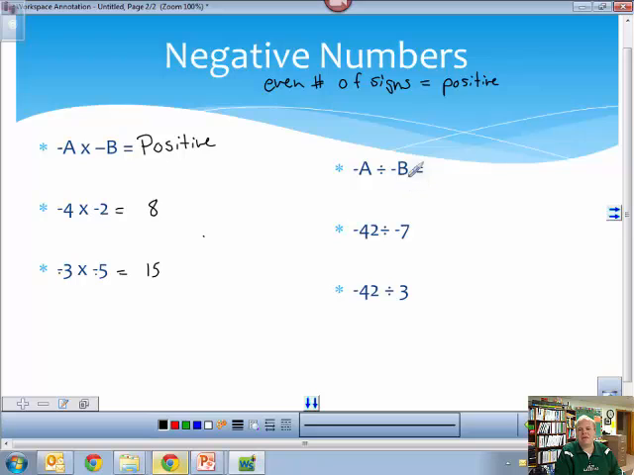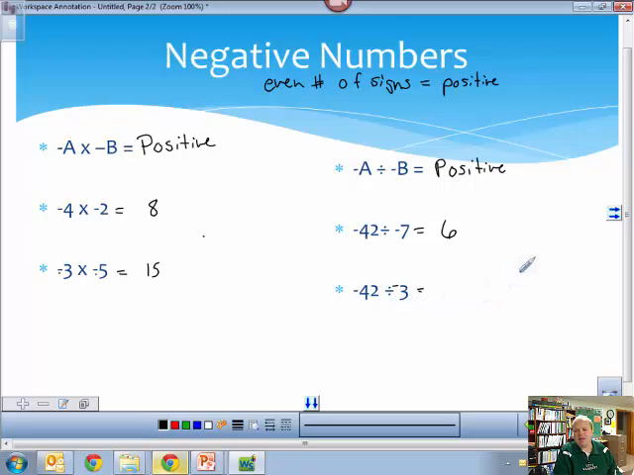Now, it works the same for division. A negative divided by a negative is also going to equal a positive. You're going to find out the rules for multiplication and division are very similar. If I have an even number of signs, my answer will be positive. Negative 42 divided by a negative 7 is going to be a positive 6. Okay, and negative 42 divided by, this should be a negative 3.